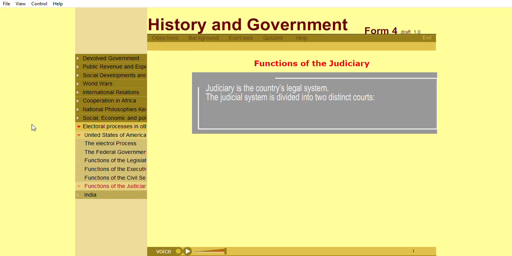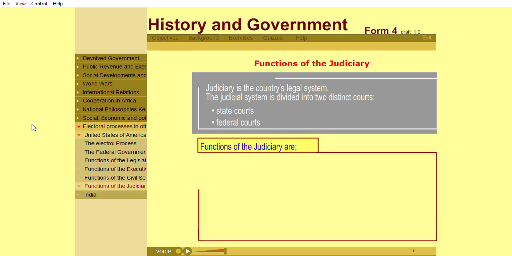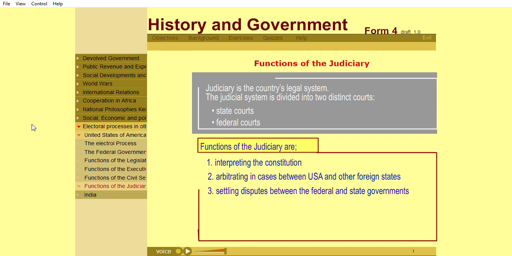The judiciary is the country's legal system. The judicial system is divided into two distinct courts, state courts and federal courts. The functions of the judiciary are interpreting the Constitution, arbitrating in cases between the USA and other foreign states, settling disputes between the federal and state governments, adjudicating disputes between the President and the Congress, and settling interstate disputes.